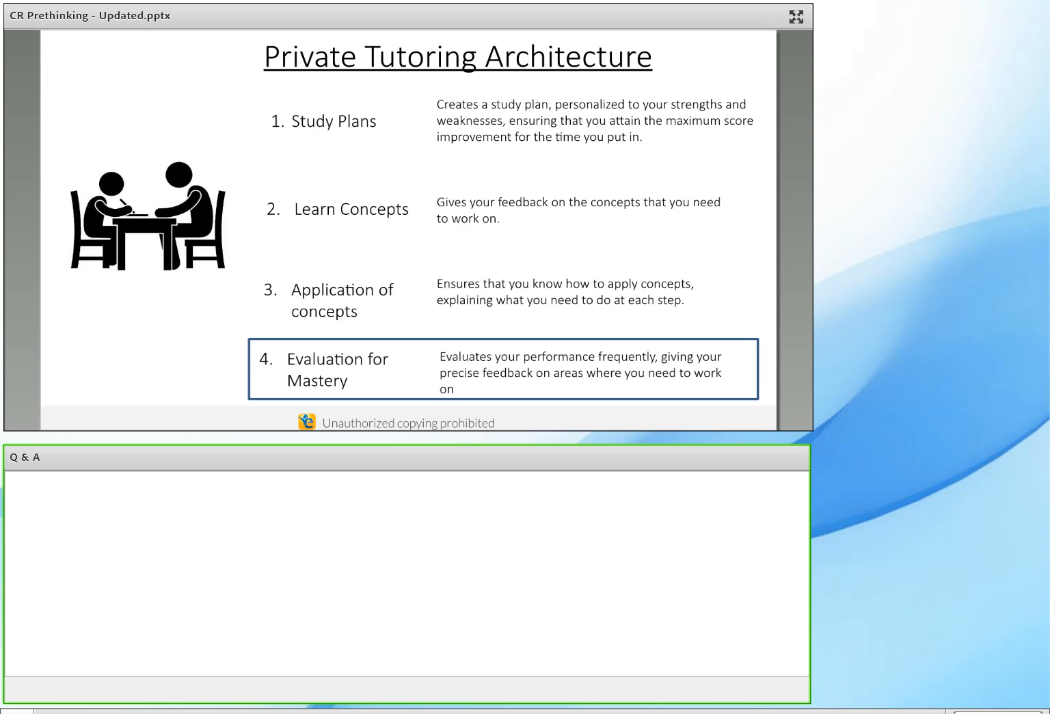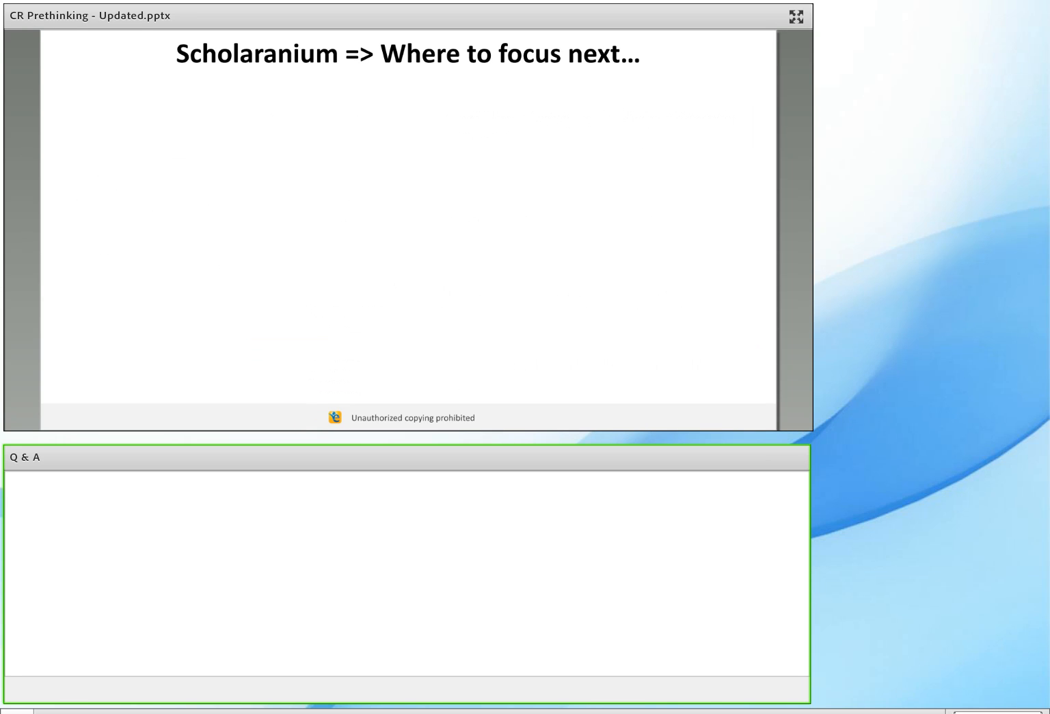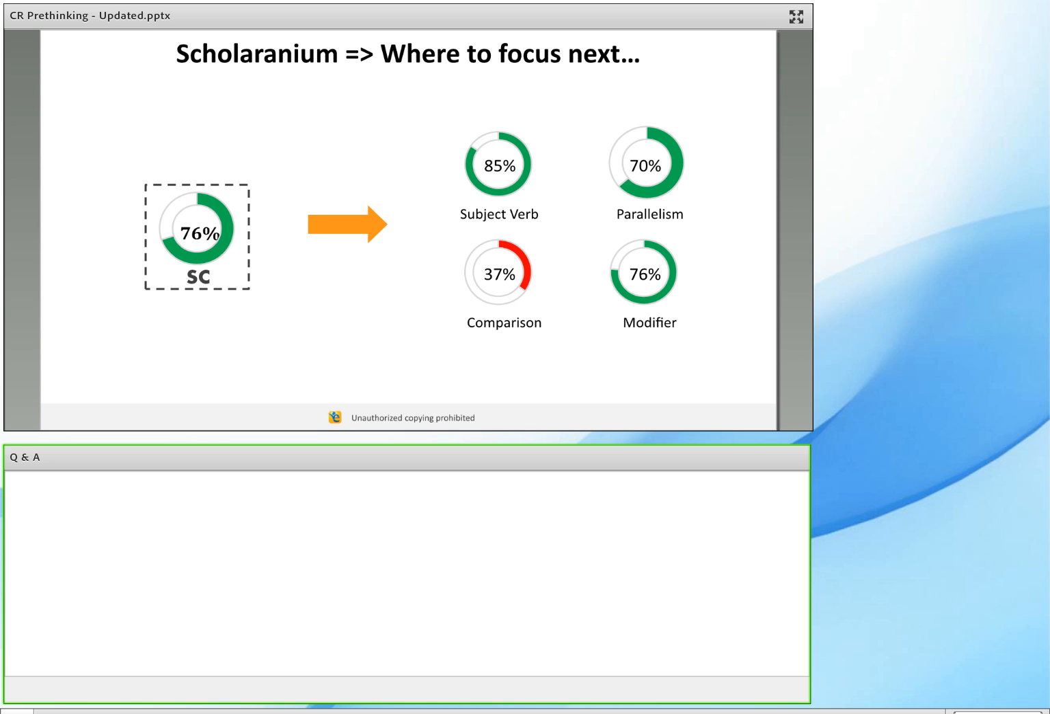The last piece is evaluation of mastery. A private tutor constantly assesses your performance and gives you precise feedback on areas that you need to work on. The reason you need to do that is because when you're studying sentence correction or critical reasoning, your goal was to hit that 85th or 90th percentile. So how would you know after you've finished studying that you've actually hit that percentile? For that, we've built what we call ability quizzes, in which you take an SC ability quiz, you get a score, and not only that, you get analytics which identify the areas that you need to work on.